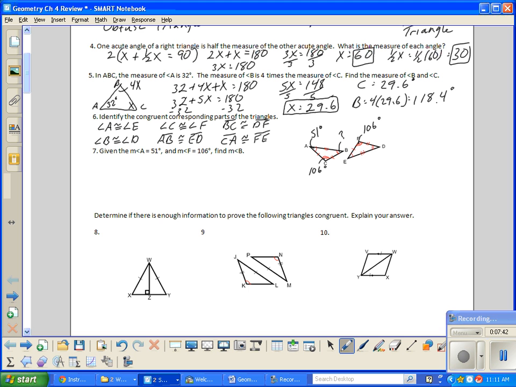And so the measure of angle B plus those two angles, 51 degrees plus 106 degrees, should equal 180. Well, the measure of angle B plus 157 equals 180. Move the 157 over by subtracting it. So we end up with the measure of angle B has to equal 23 degrees.